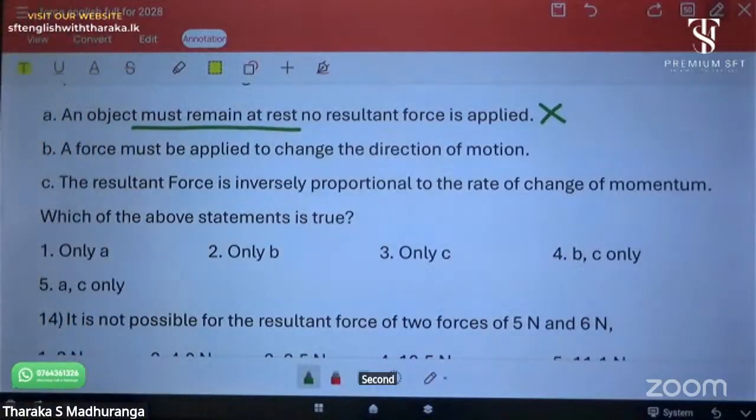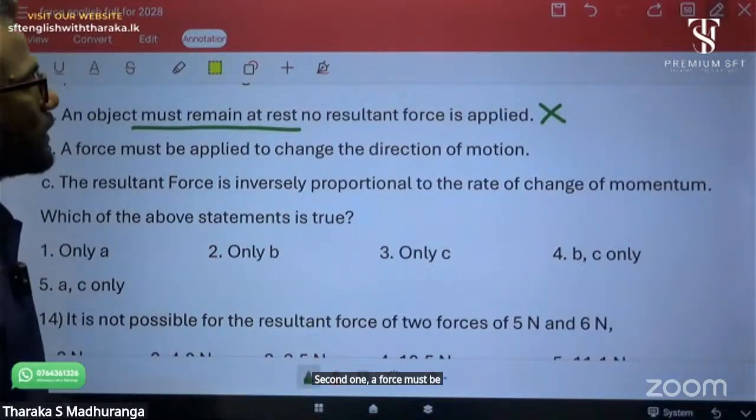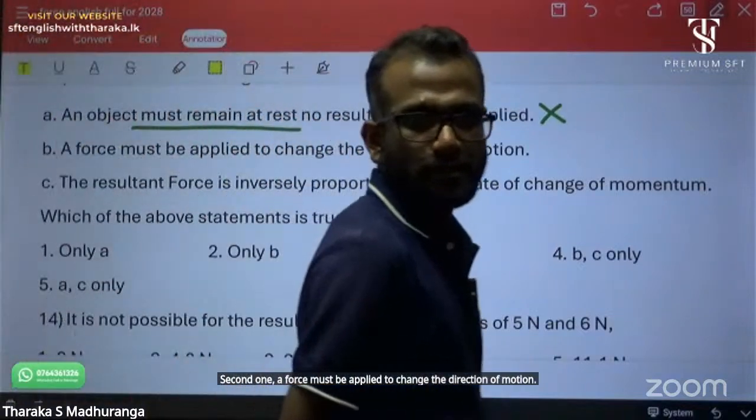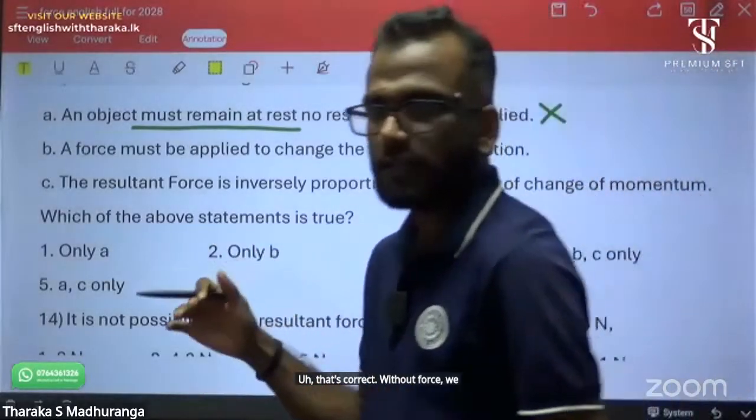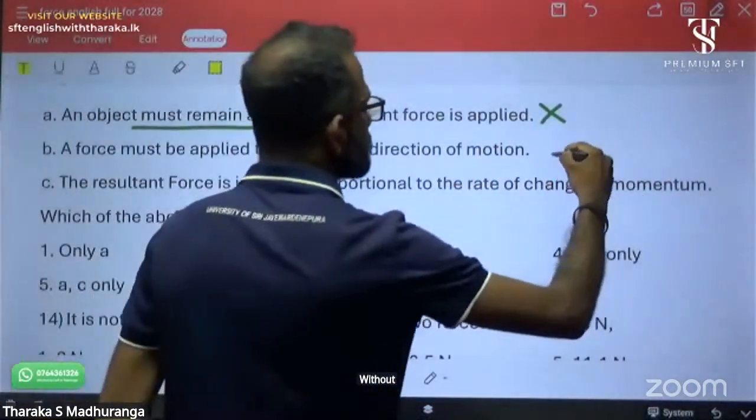Second one, a force must be applied to change the direction of motion. That's correct. Without force, we can't change the direction, right?